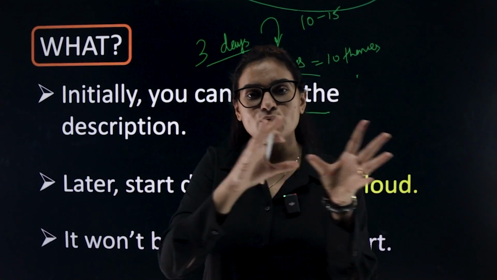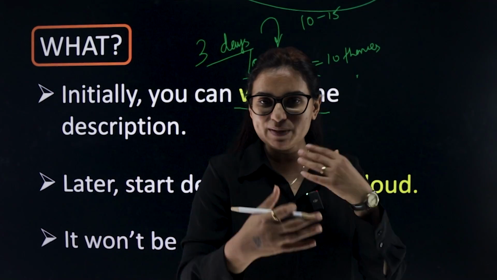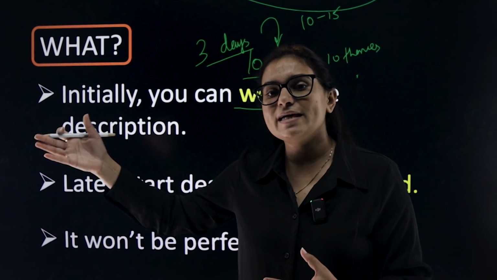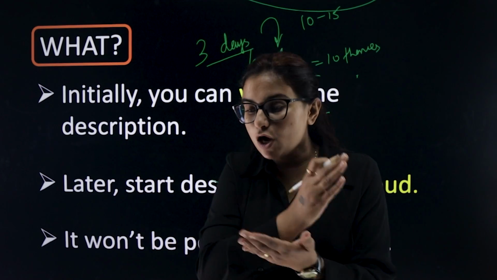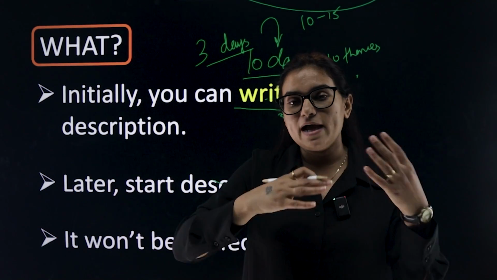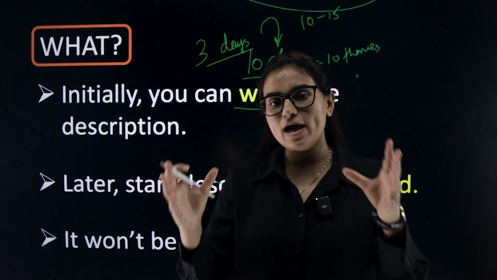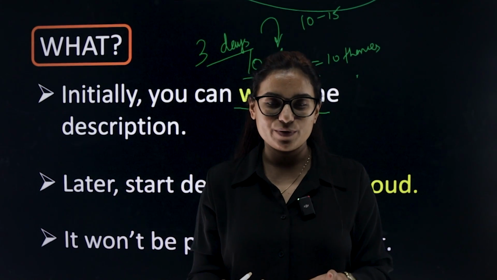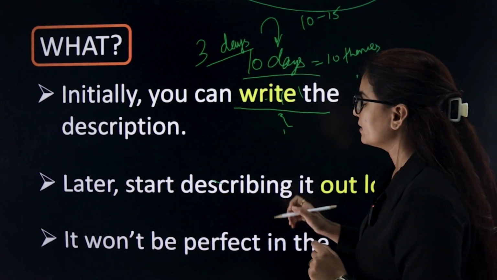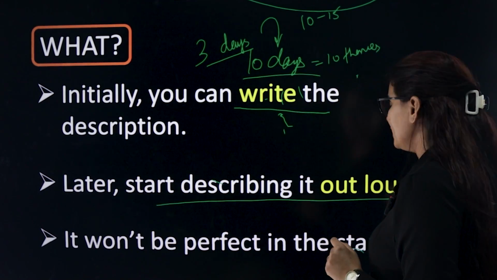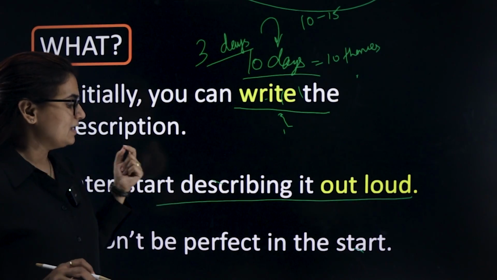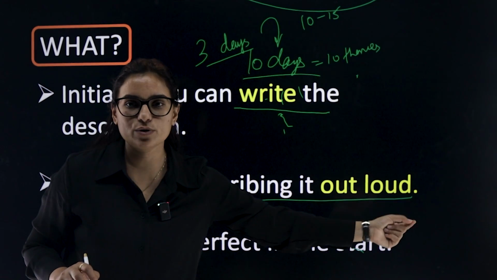So fast forward 12 years from then, I have been teaching, I have been formulating methods, and this is the method that I genuinely feel is helpful if you practice according to the steps that I tell you in today's session. I have used it, I have made other students use it, and they all have got remarkable results. All right? Why this method works, I'll tell you in a minute. But before that, later start describing it out loud. Once you are done by writing the description, later we can start practicing it out loud.